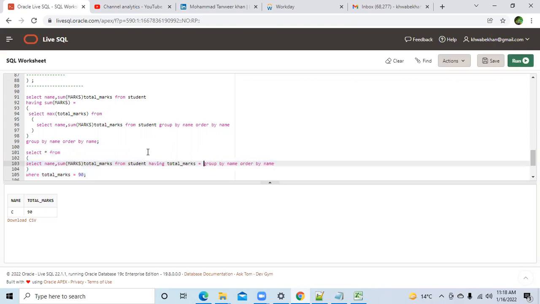Alias name we can use in the outer query, but not in the inner query. Perfect. Whenever you use an alias in a filter condition, whether it is where or having, I'm not going into that discussion of having or where, I'm just talking about filter conditions. Don't use that alias within the same query. You can use it only in the outer query. You see, this is the outer query: select star from where total marks is equal to 90. Then it will know that this is the one. Is this clear? Okay, very good. So you should not use this. I think this is clear.